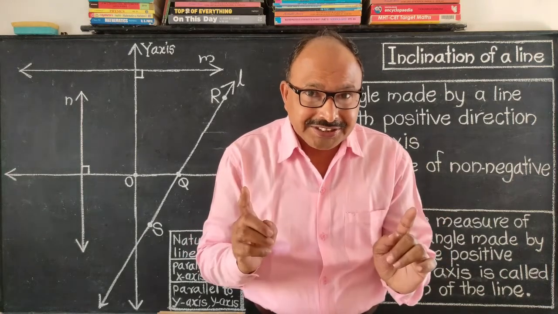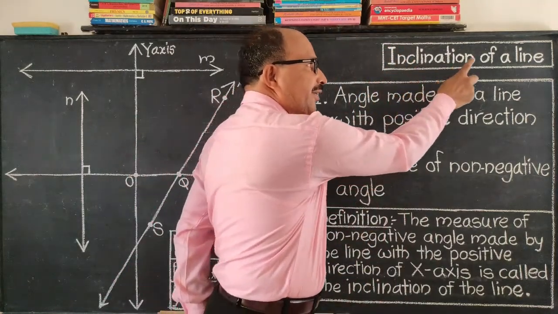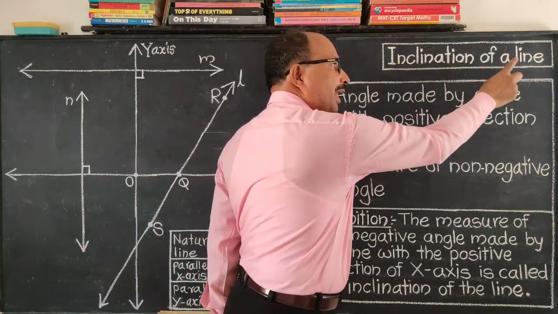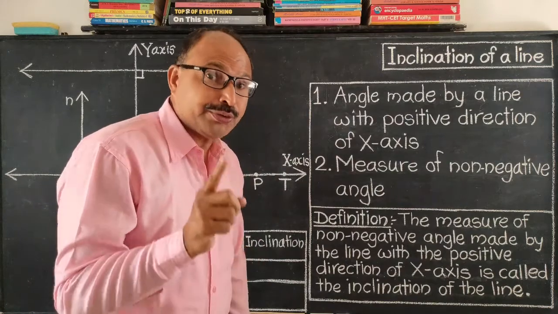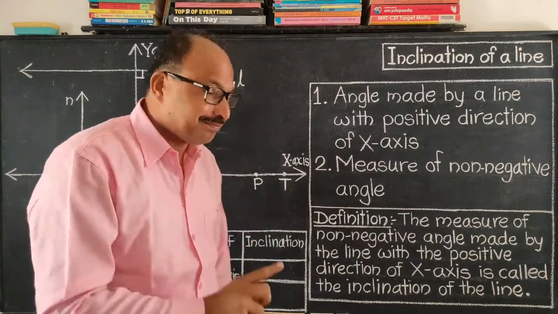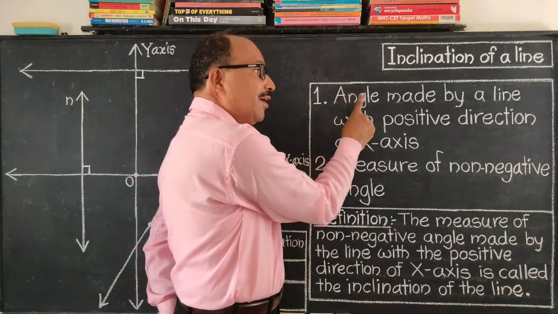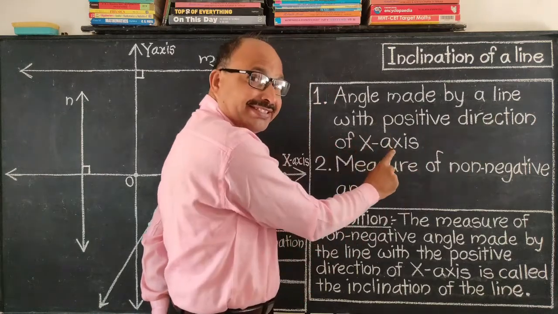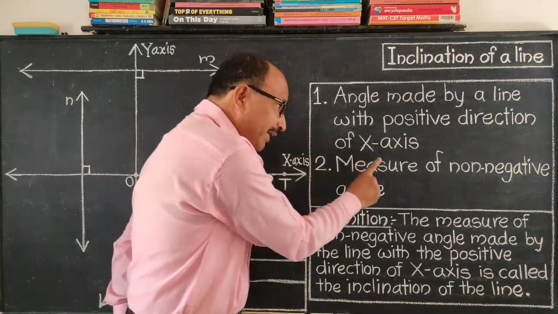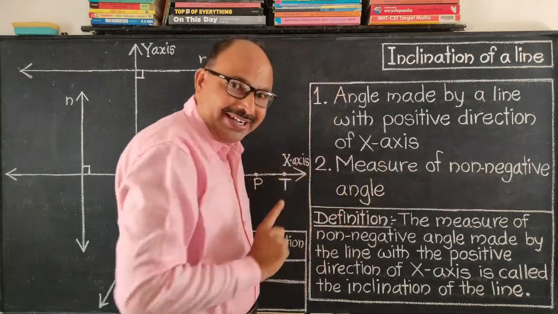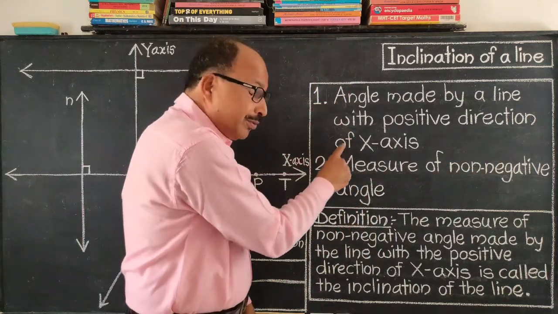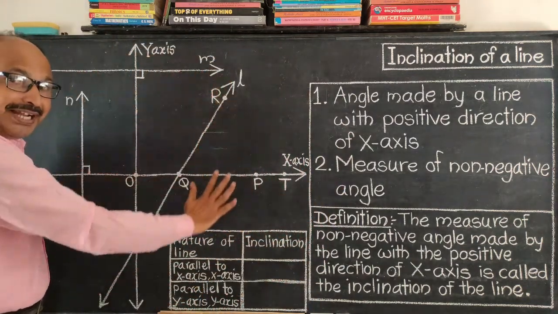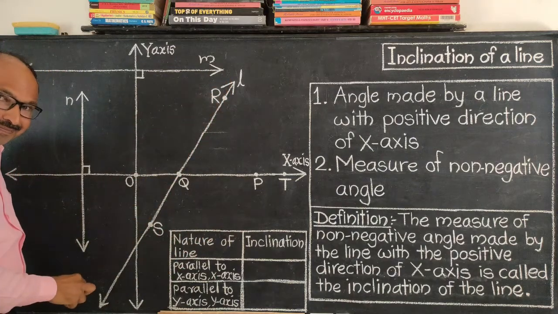Welcome. Let's study inclination of a line. To understand inclination of a line, we need to know two things. First, angle made by a line with positive direction of x-axis, and second, measure of non-negative angle. To know these things, consider xy plane and line L.